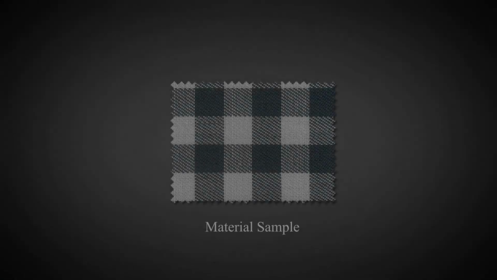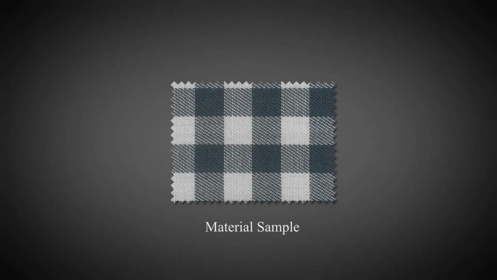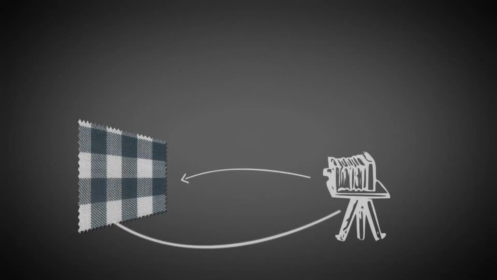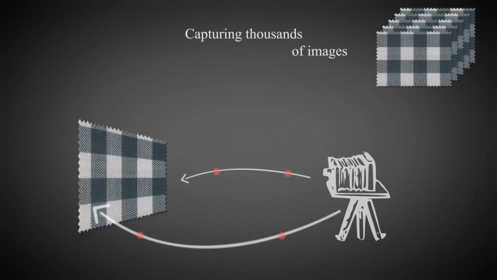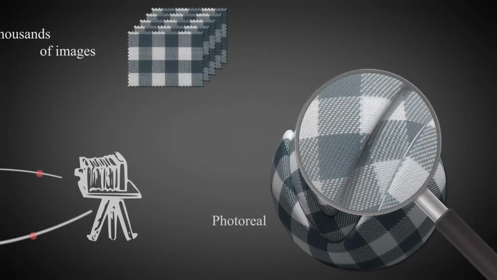Let's take a look at some of the key features of VRscans. A VRscans material is generated by capturing thousands of images of real-life material samples. The resulting scanned material is often indistinguishable from the original sample, which makes it appear photorealistic. The amount of photographs generated by the high-quality hardware captures the material's texture in exceptional quality and detail.